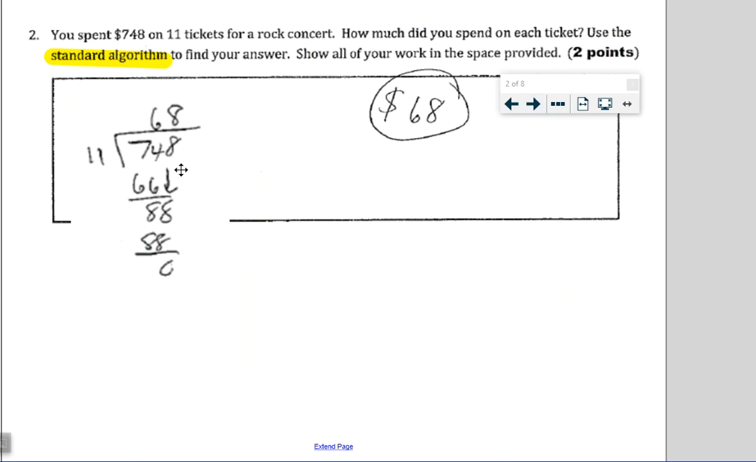So if you do long division, well, 11 goes into 74 6 times. You subtract, you get 8. Bring down the next 8, and 11 goes into that 8 times, and we get a remainder of 0. So each ticket was $68 exactly. Now you can always check your work. If you did 68 times 11, you should get 748. So this is one where you can check your work and see if you're accurate or not. Because remember, on your test, no calculators. So double checking is always a good thing.